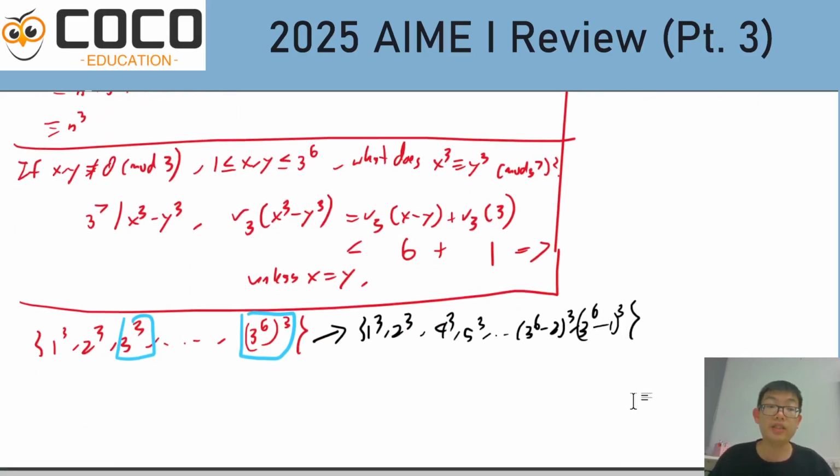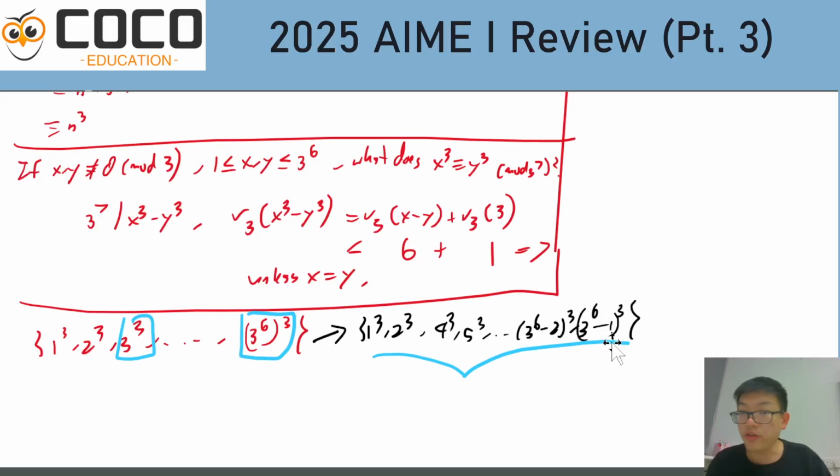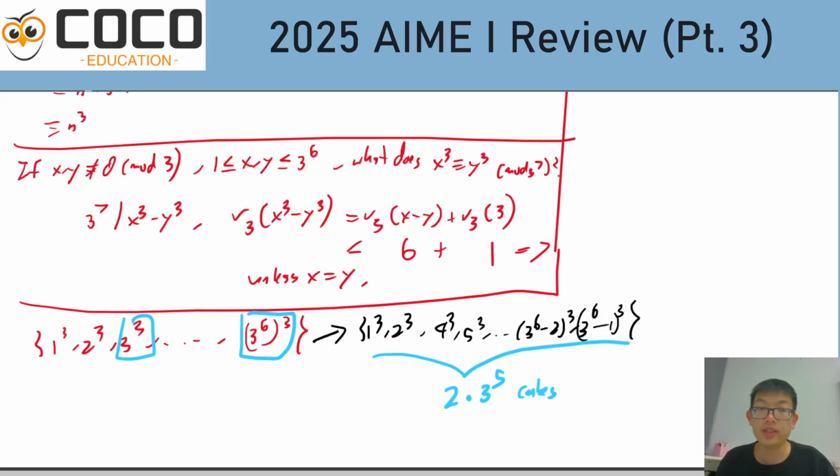So all of these cubes are different, and there will be a total of 2/3 of them. So it's 2 times 3 to the power of 5 distinct cubes here, mod 3 to the power of 7. This is 2 over 9 of the residues mod 3 to the 7.